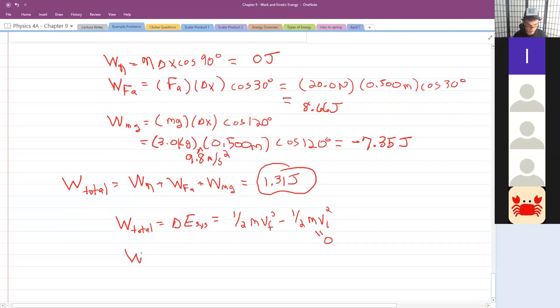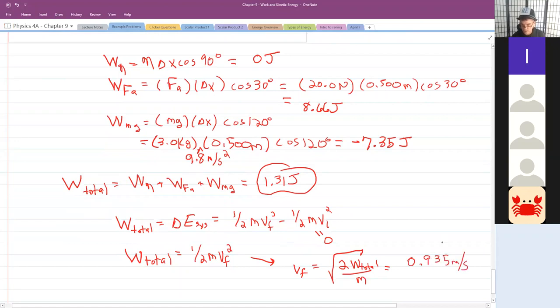So what I get is the total work done by all forces equals 1/2 mv final squared. So it started from rest, so the total work done is going to increase the kinetic energy of the system. I can figure out the speed by taking the square root of 2 times the total work divided by the mass. Once I plug in those values, I get 0.935 meters per second.